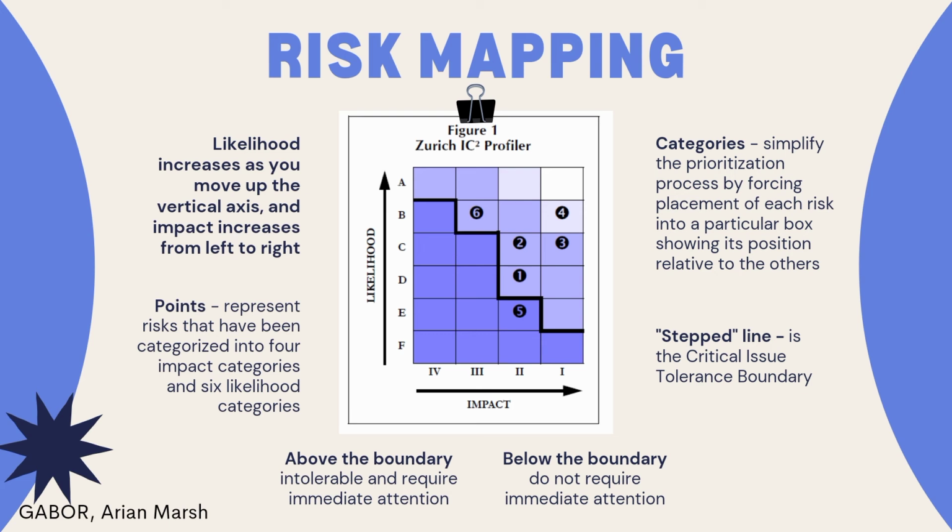The categories simplify the prioritization process by forcing placement of each risk into a particular box, showing its position relative to the others. The step line is the critical issue tolerance boundary. Scenarios or risks above this boundary are considered intolerable and require immediate attention, while risks below the boundary do not require immediate attention. In the next slide, Edward will discuss the risk mapping process.